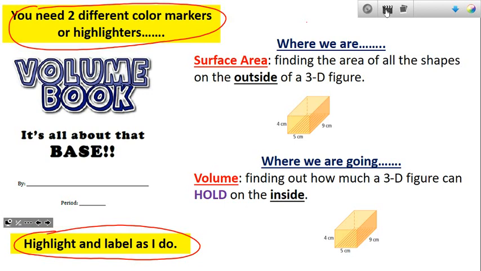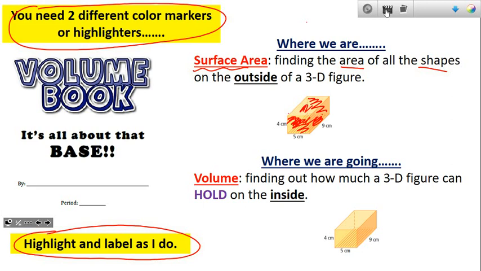All right. So just the basis to start off everything is, where are we? We just took a test, and a lot of it had to do with surface area. Finding the area of all the shapes on the outside of the 3D figure. Okay, so we had the front, right? We had to find the area of that, find the area of the back, the top, the bottom, the sides, right? That's what we did. We found the area, added it all together. We found total, we found lateral.